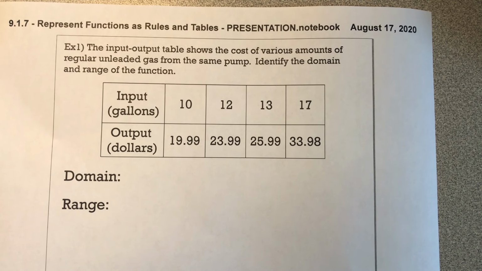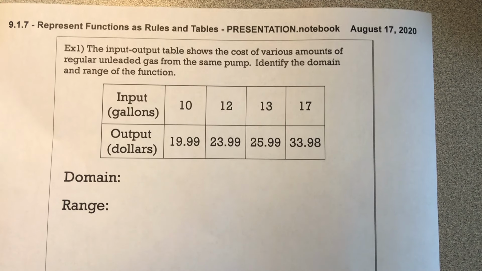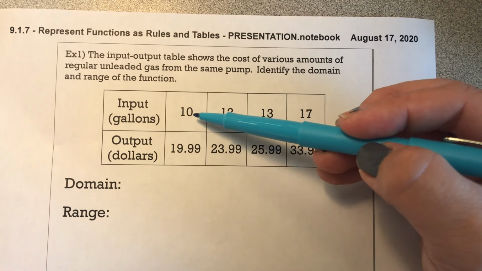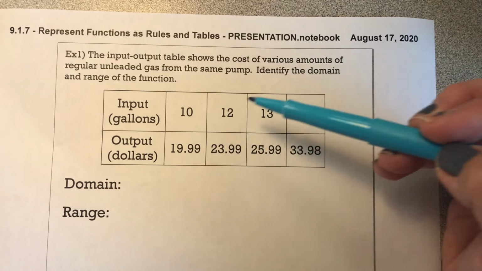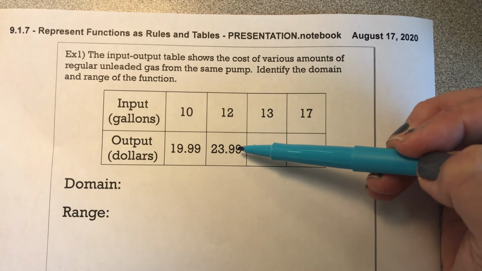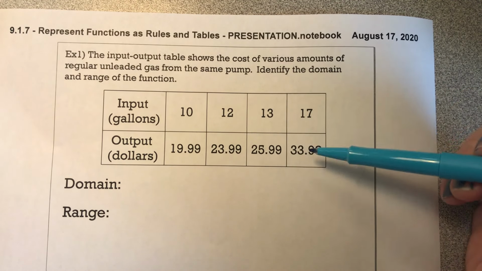Okay, it says example 1. The input-output table shows the cost of various amounts of regular unleaded gas from the same pump. Identify the domain and range of the function. Okay, so 10 gallons is $19.99. 12 gallons is $23.99. 13, okay, and on and on and on.